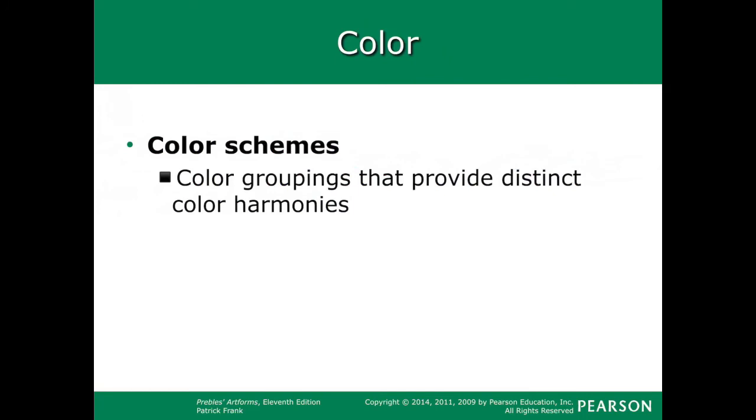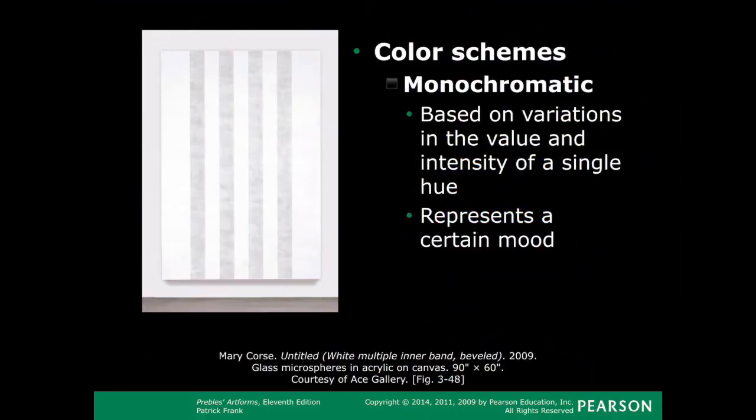And so we have color schemes. Color schemes are color groupings that provide distinct color harmonies. Many artists like to have a certain palette. It's not exactly ideal to use every color in the spectrum, so you have to be selective, and artists often create a color harmony by selecting just a few.